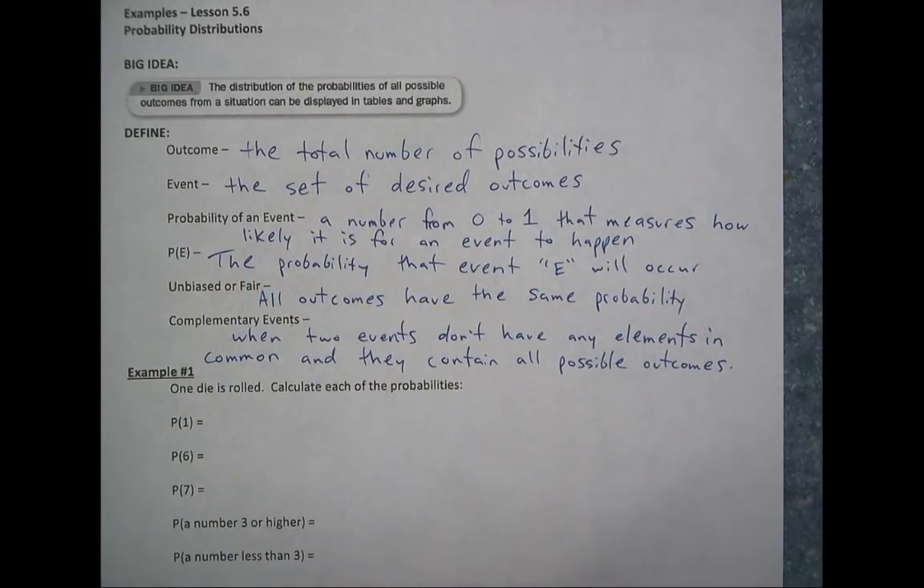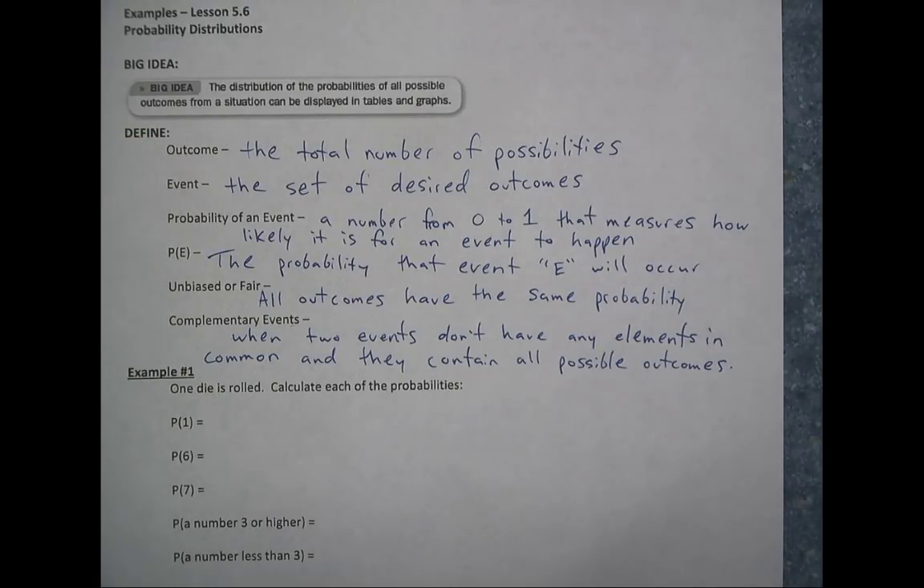So quick on your definitions here. An outcome, we're going to use that word a lot, is the total number of possibilities. So all of the outcomes means all of the possibilities. An event is the set of desired outcomes. So the outcome is all the possible things that could happen. An event is just one of them.